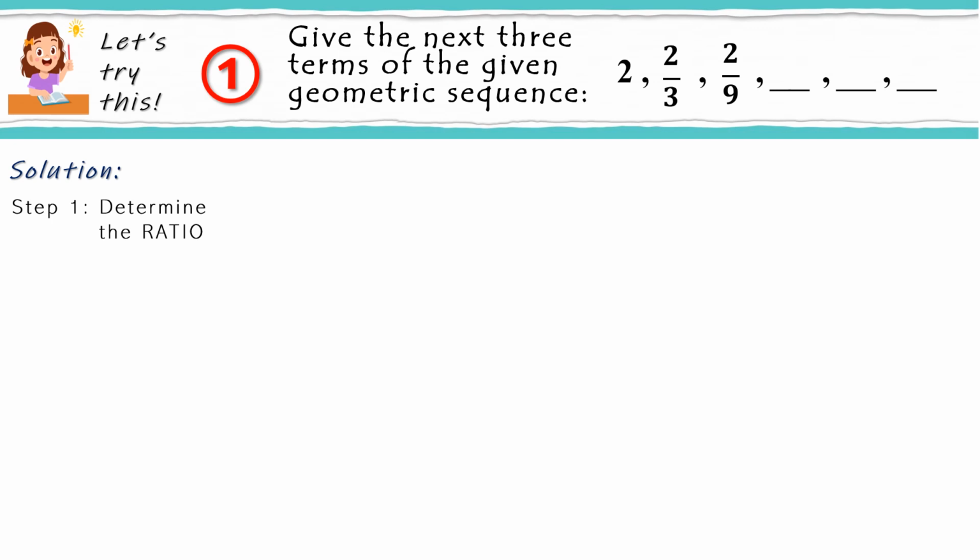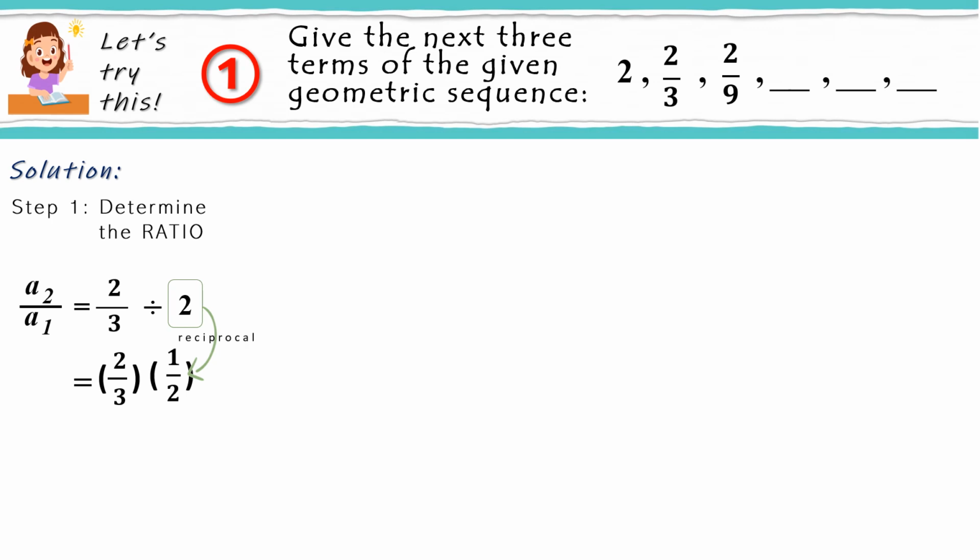So, gagamit tayo dito ng isang pares ng magkasunod na terms. Ang gagamitin ko ay a sub 2 at a sub 1. So, we will do the process of determining the common ratio. We have a sub 2 divided by a sub 1. Ang ating a sub 2 ay 2/3 divided by a sub 1 which is 2. So, we deal with fractions. We will have 2/3 times the reciprocal of 2 which is 1/2.